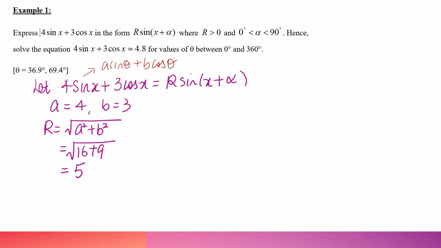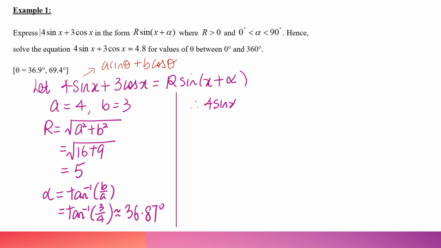And what is the formula to find alpha? Yes, alpha is equal to tangent inverse b over a, which is tangent inverse 3/4, and that gives you 36.87. All right, the working degree of accuracy for angles in degrees is 2 decimal places, but the final answer will be just 1 decimal place. Right, so we're going to put all this together, and we'll get 4 sine x plus 3 cos x equals 5, because we found the value of r to be 5, sine bracket x plus 36.87 degrees.